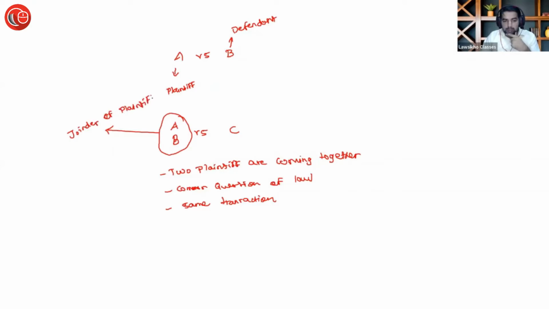Now, this joinder of plaintiff is something which has been provided in Order 1, Rule 1. ये common है guys. This is common. Common question of law. अब देखो यहां पर जैसे this is known as joinder of plaintiff.